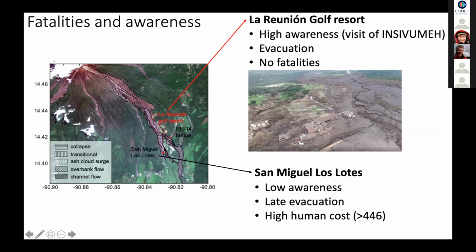Whereas in San Miguel de los Lotes, which is only a few kilometers from that golf resort, there was low awareness, late evacuation, and high human costs. So I think it's really important to emphasize that and to keep it as a reminder for future events.